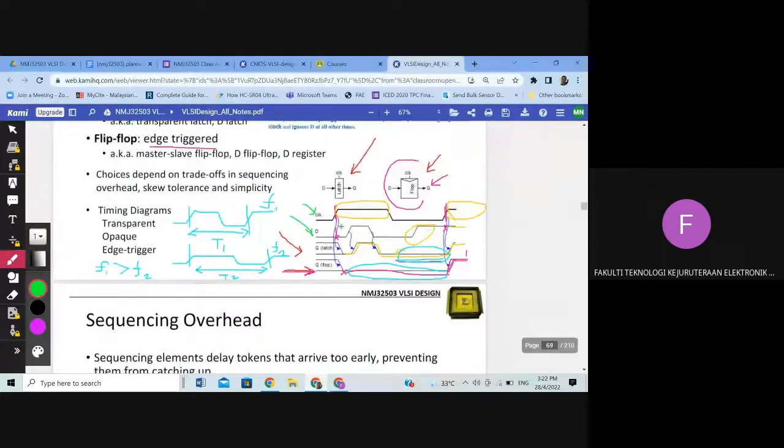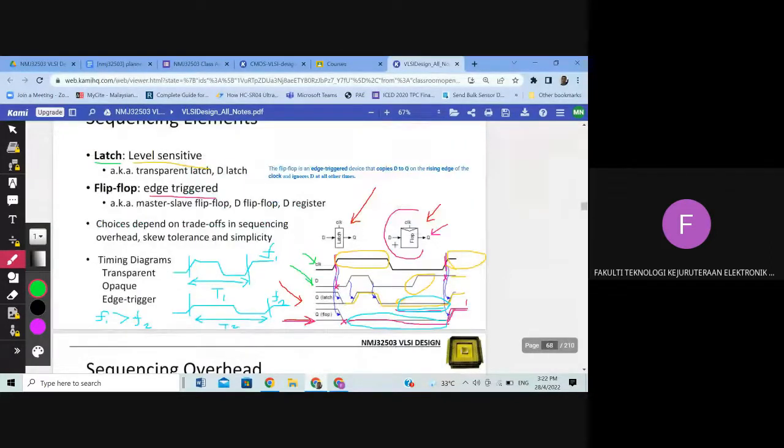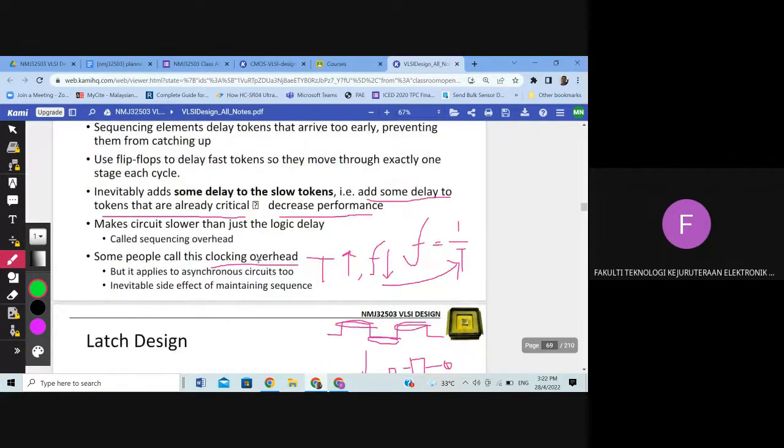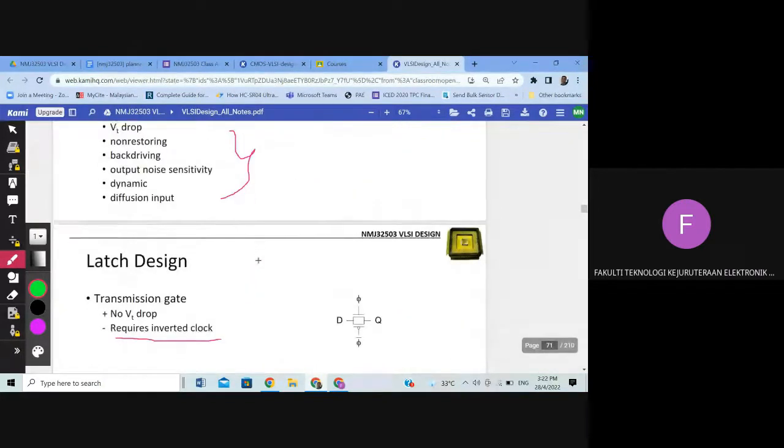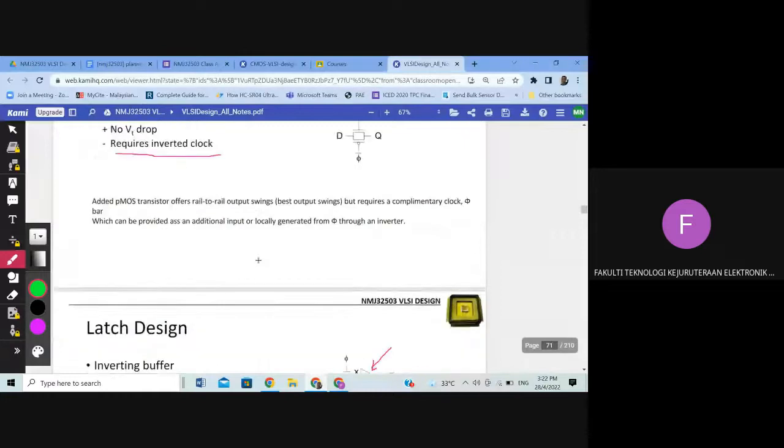So we have discussed in detail the difference between the flip-flop and latches, and then we have discussed the output in the form of timing diagram. Right. So sequencing overhead we also have discussed. Okay, and also the design of latch and flip-flop we have discussed.